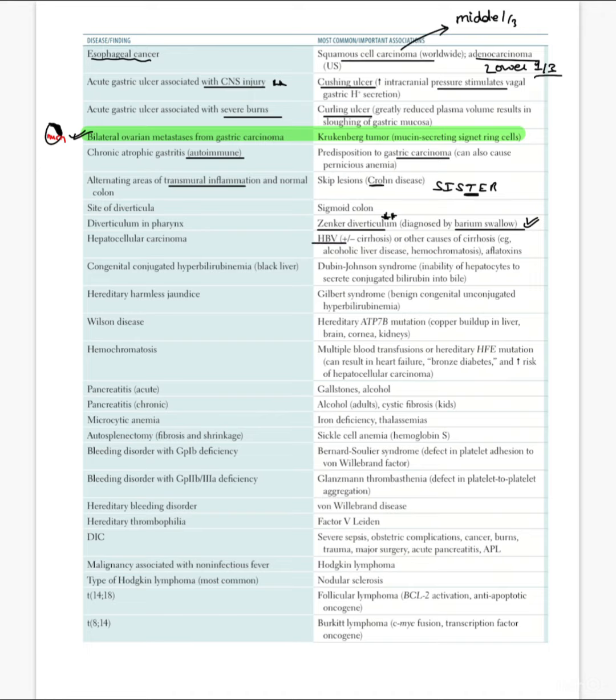Hepatocellular carcinoma may be due to hepatitis B virus infection, or may be due to aflatoxin that is present in your groundnut. Okay, congenital conjugated hyperbilirubinemia. See, conjugated, only two options, guys. Those are conjugated, that is your Dubin-Johnson or your Rotor, guys. But here you have been given black liver, meaning dark colored liver, seen in Dubin-Johnson. Okay, then hereditary harmless jaundice, that is Gilbert syndrome, guys. Okay, that is a partial UGT enzyme deficiency.